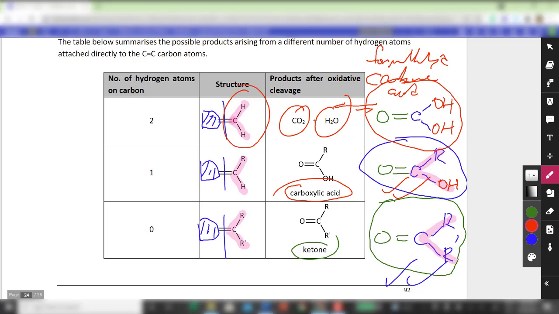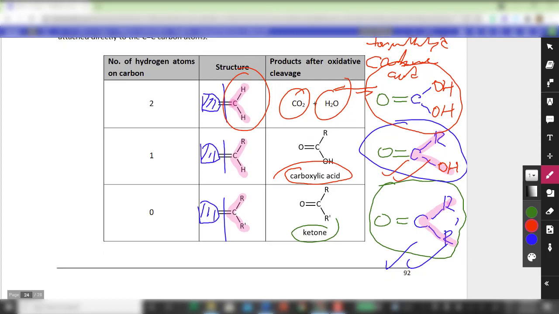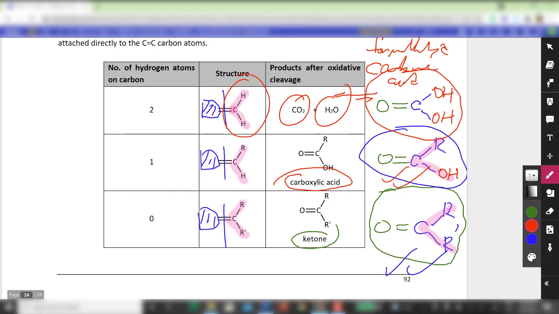So in short, to summarize what you should be doing: first of all, you cleave, and then you draw the part in blue, which I did earlier on, and then you replace the C=C double bond with a double bond O. And then you ask yourself, is this a ketone? If it's a ketone, you keep it. If not, it will be an aldehyde. So an aldehyde will be further oxidized to a carboxylic acid.